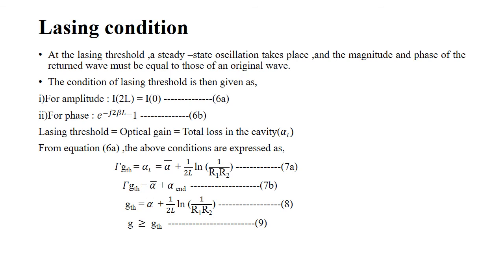From the equation, the above conditions are expressed as confinement factor times g threshold is equal to alpha t, equal to alpha bar plus alpha end, which is alpha bar plus 1 by 2L ln of 1 by R1 R2. That is, g threshold is equal to alpha bar plus 1 by 2L ln of 1 by R1 R2. So g is greater than or equal to g threshold. Alpha end corresponds to the end loss of the cavity, and it is determined by the reflectivities of the mirrors.